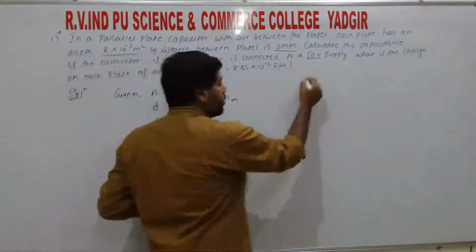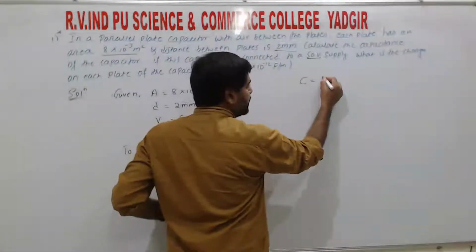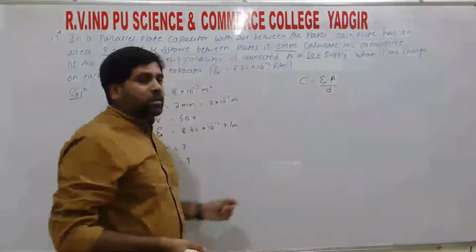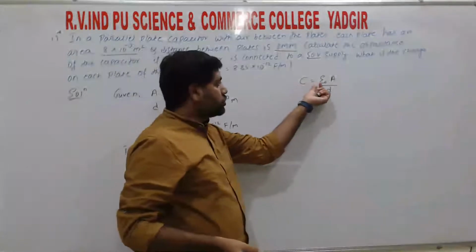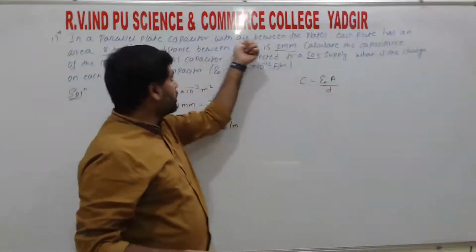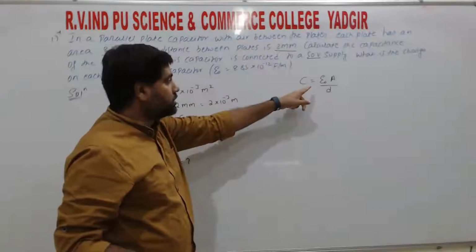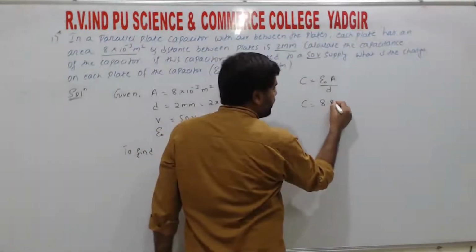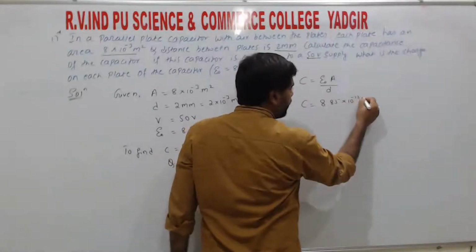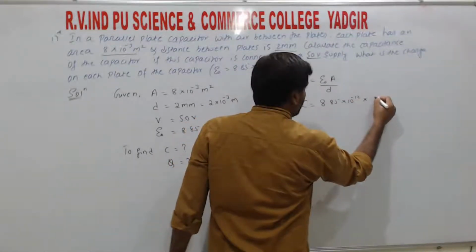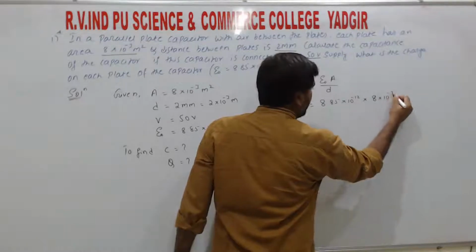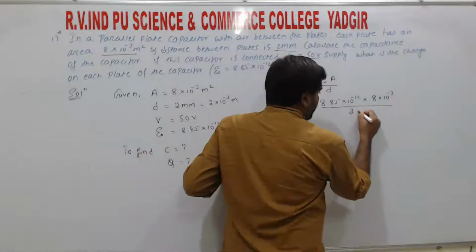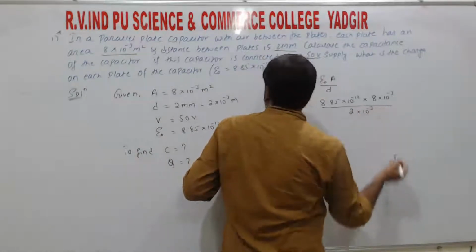So we know the formula for the capacitance of the capacitor. C is equal to epsilon naught A divided by d, right? So we know the standard formula, C is equal to K epsilon naught A by d. Since it is air between the plates, K becomes 1, right? So now substitute the values: 8.85 into 10 to the power of minus 12 into area 8 into 10 to the power of minus 3, and the distance between the plates 2 into 10 to the power of minus 3 meter.